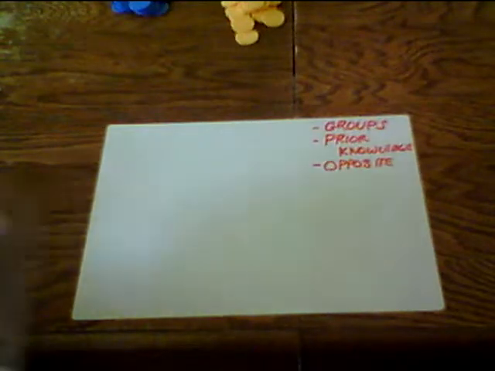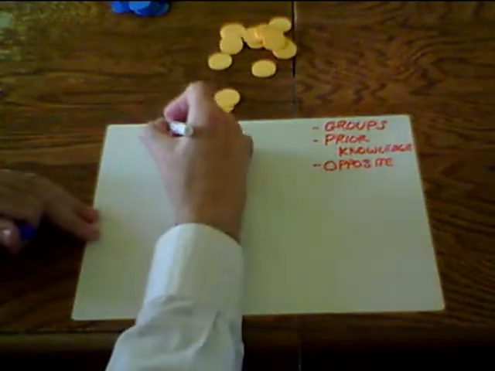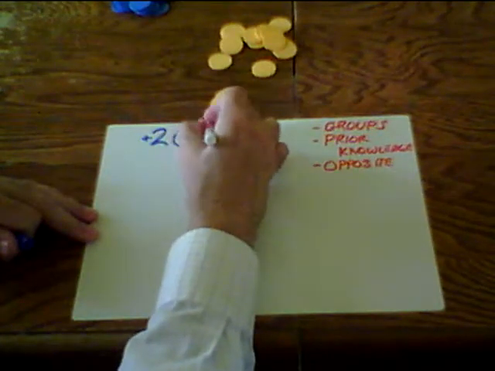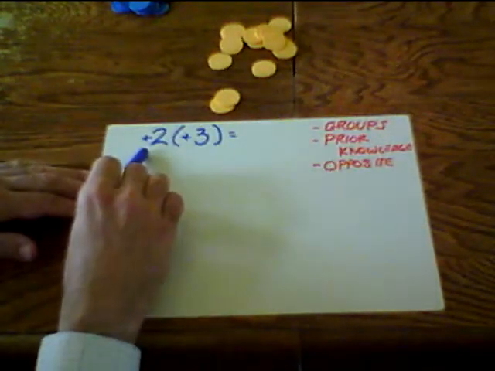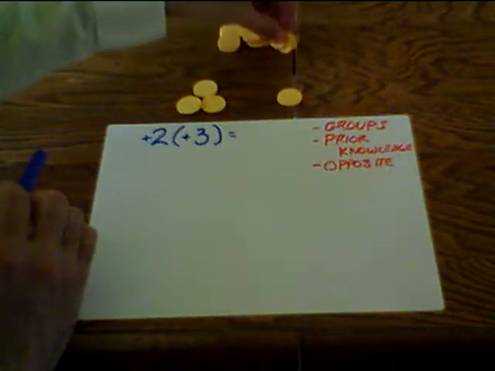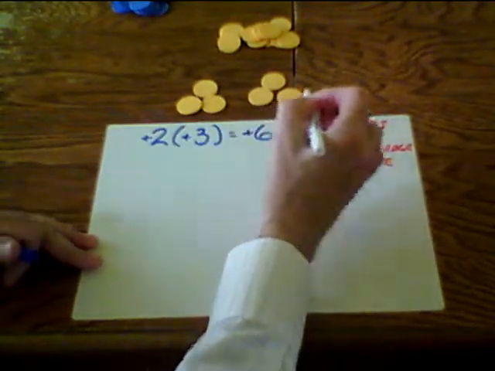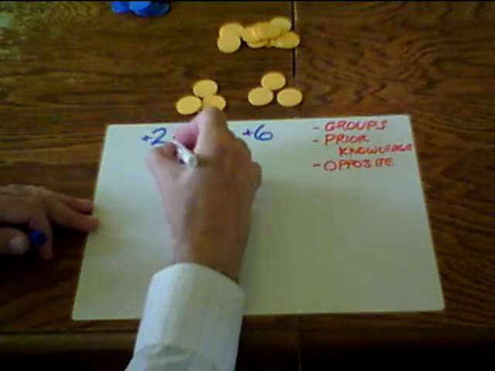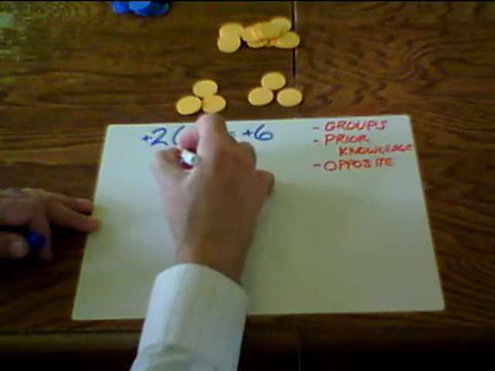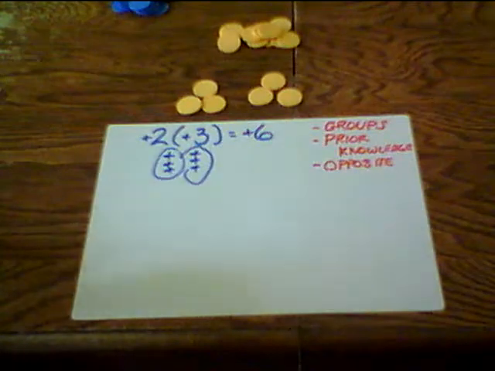And again, to represent that, if we were using yellows as being positives, we could represent positive 2, for example, times positive 3 as 2 groups of 3 positives. And I see 6 positives. Or I could say 2 groups of positive 3, and I could go to a semi-concrete model. So there's a group of 3 positives. There's a group of 3 positives. I see I've got 6 positives.